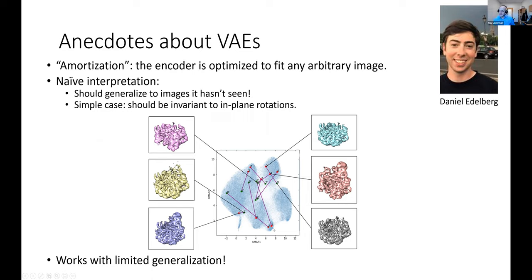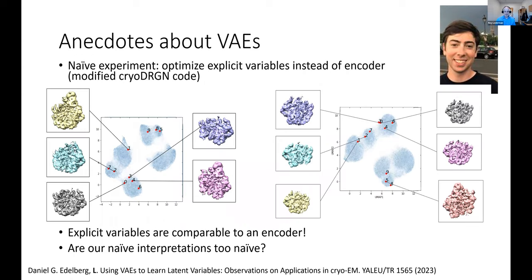So it actually has limited generalization power. And it looks like maybe our naive interpretation of what it's doing is a little off. What this encoder is doing isn't really generalizing. It looks like what it's doing is actually sort of memorizing a value for each one of these images. So we wanted to test this further, and one of the things we did is basically took CryoDragon as is and just replaced this encoder with a table. So now we are memorizing the value for each one of these variables, okay?